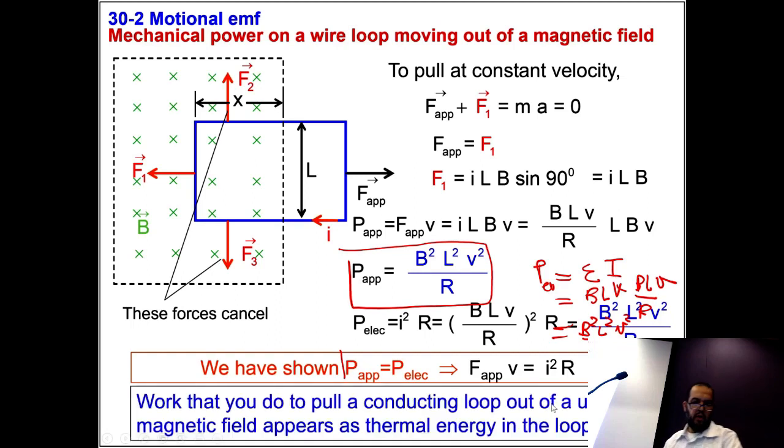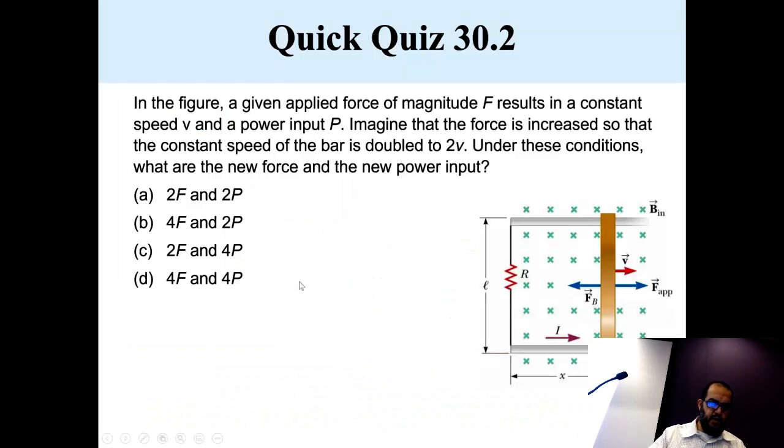So the work that you do to pull a conducting loop out of a uniform magnetic field appears as thermal energy in the loop. Very interesting, huh? Here we're combining concepts from physics 121, Newton's law and power, and physics 122, induced currents and forces. It's really putting things together in a very nice way.